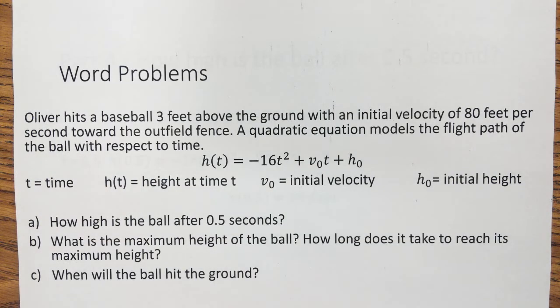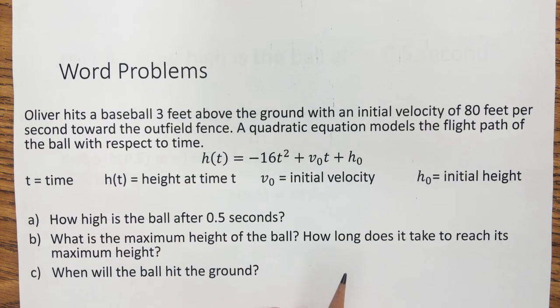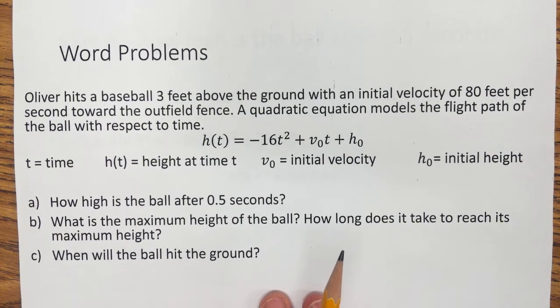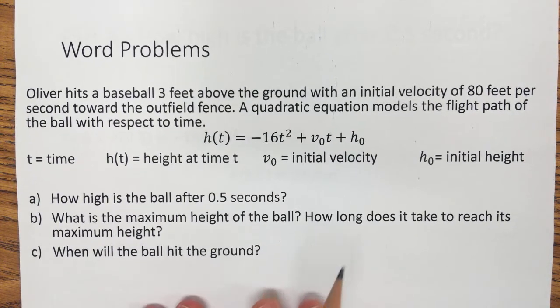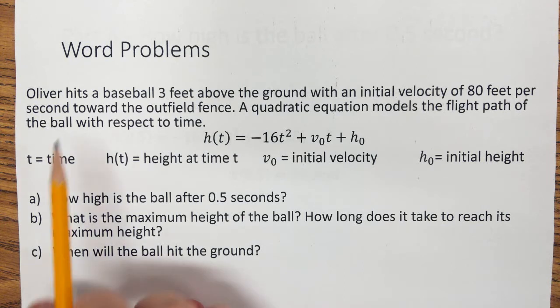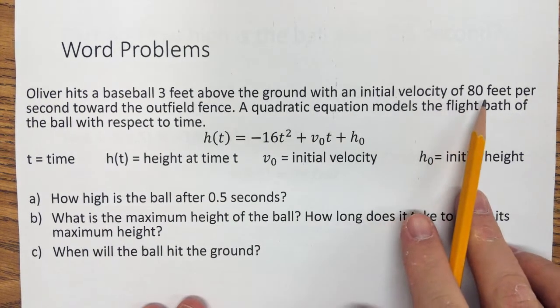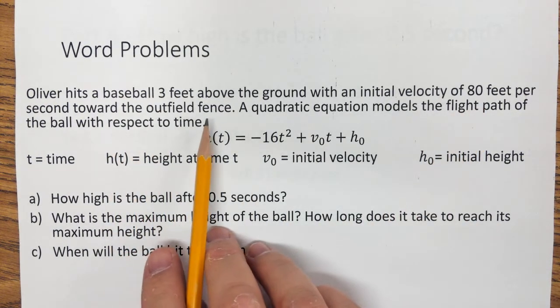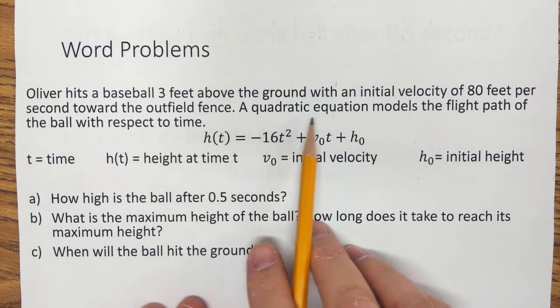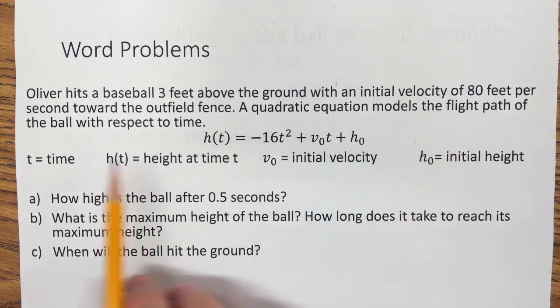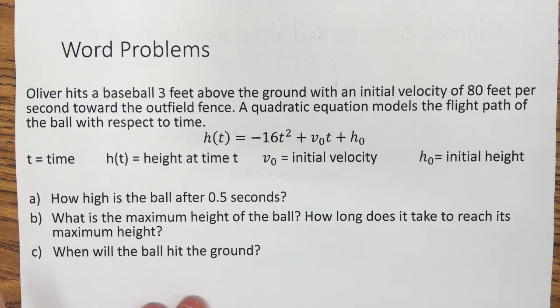Okay, so let's just get right into it. We know how to solve quadratics for the most part already. So this is just reading the word problem and interpreting it. Oliver hits a baseball 3 feet above the ground with an initial velocity of 80 feet per second towards the outfield fence. A quadratic equation models the flight path of the ball with respect to time.